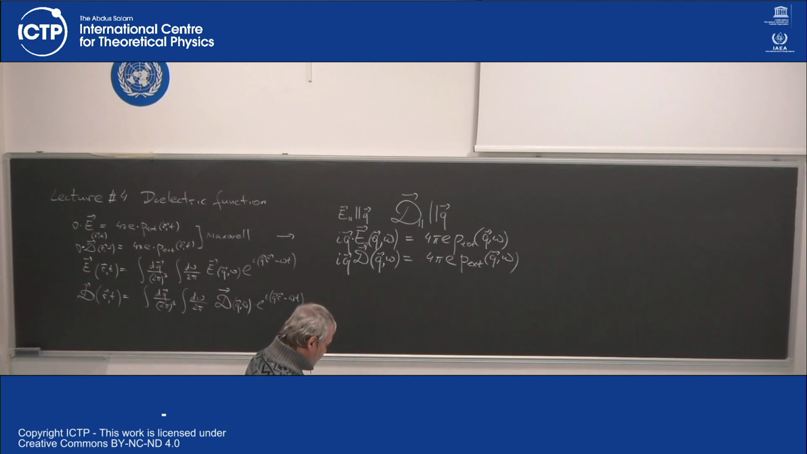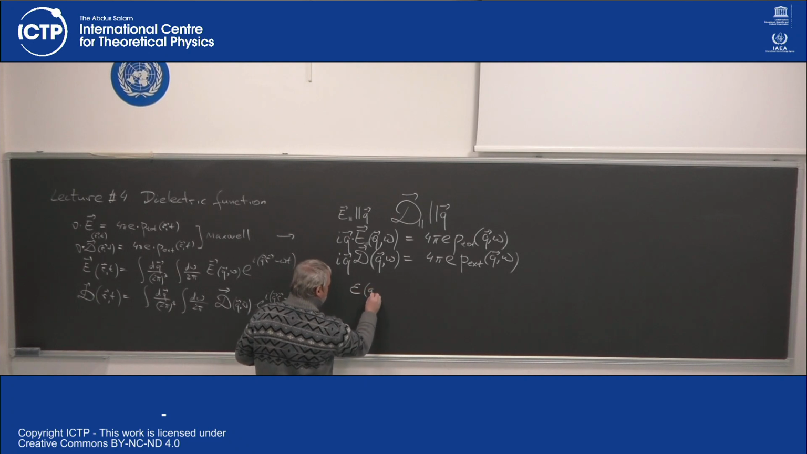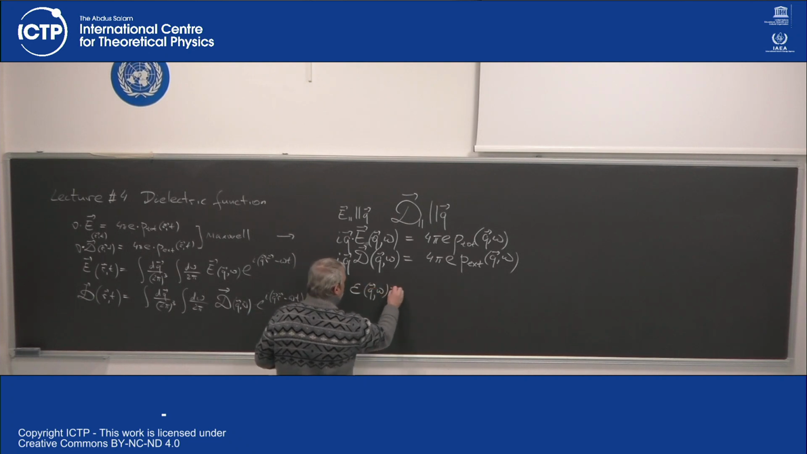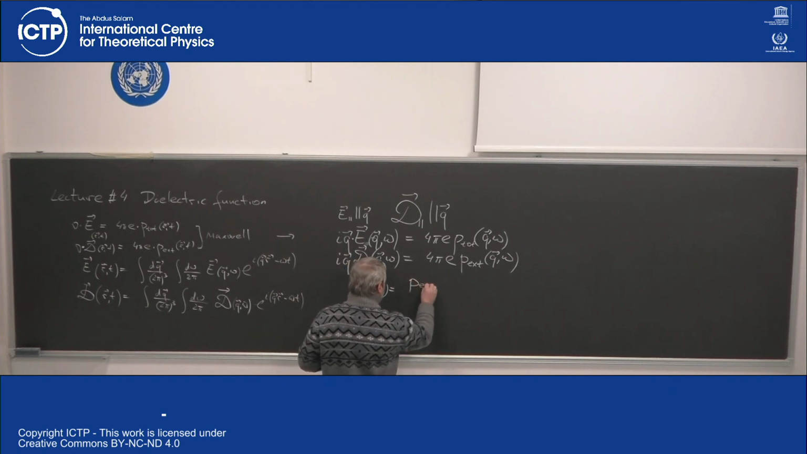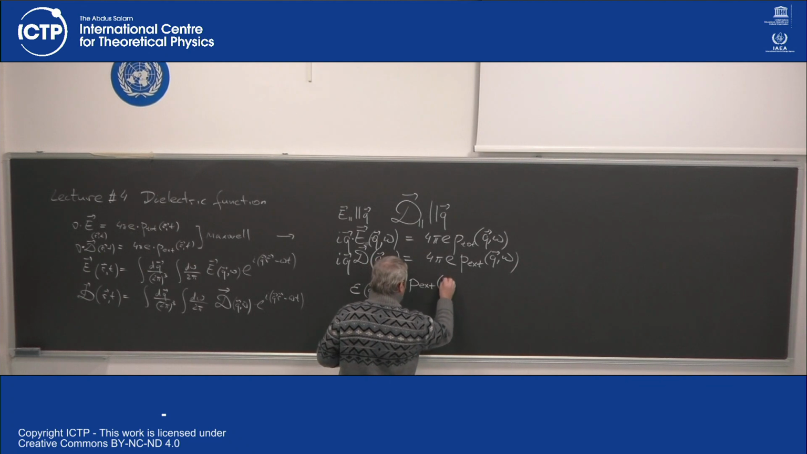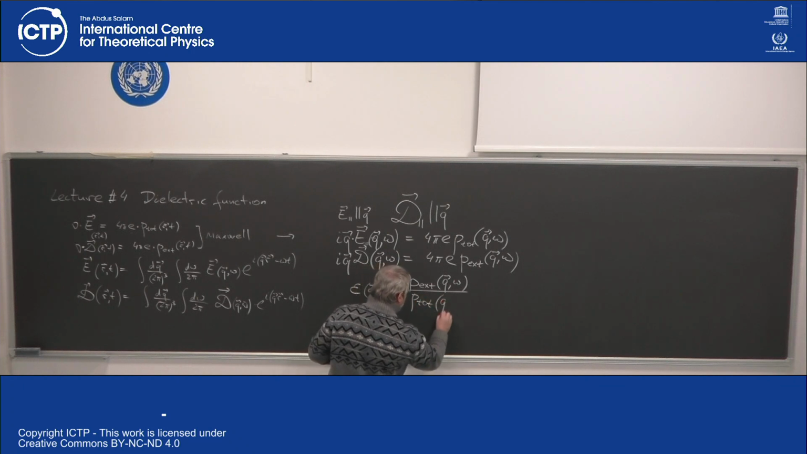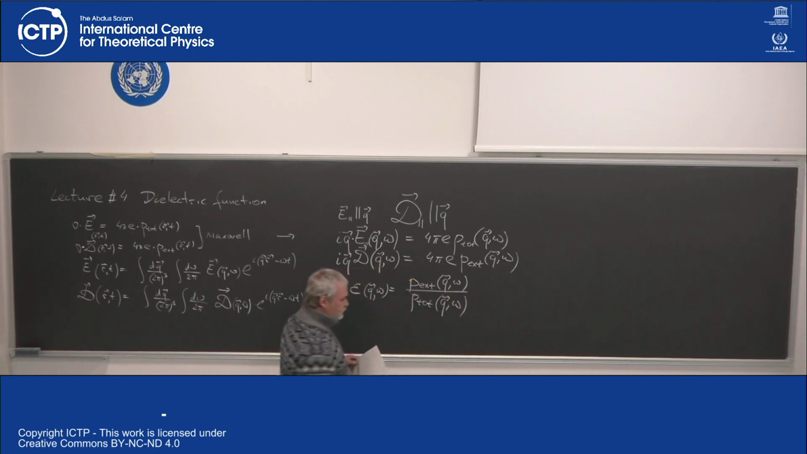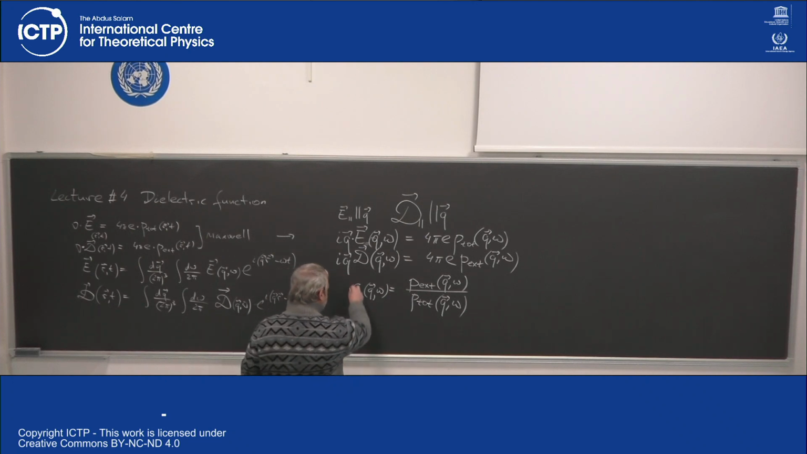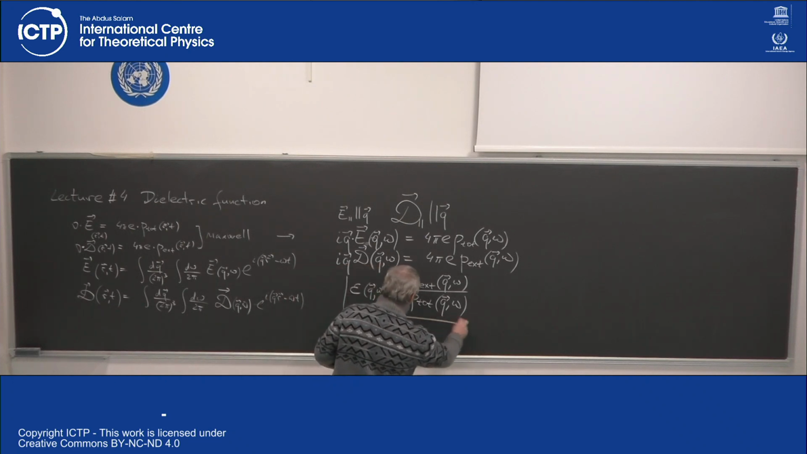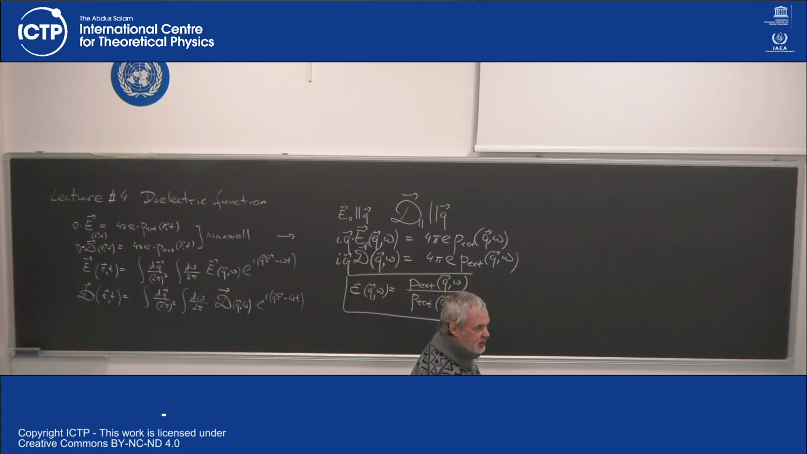Okay? Then I define a function which I will denote epsilon(Q, omega), which is the ratio of rho external (Q, omega) and rho total (Q, omega). So this is a definition. This is the dielectric function. The logic is like that.